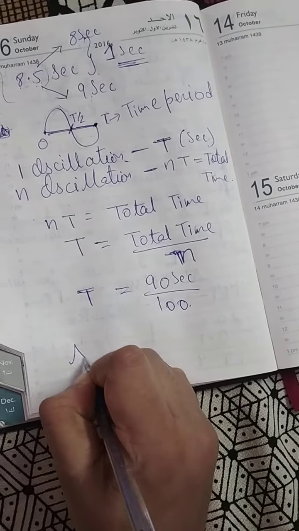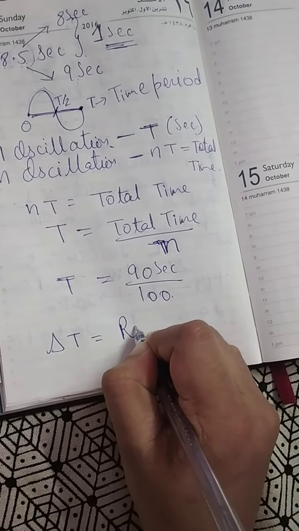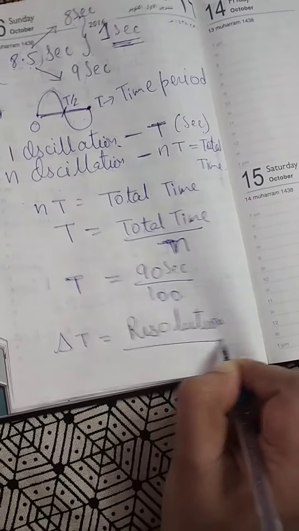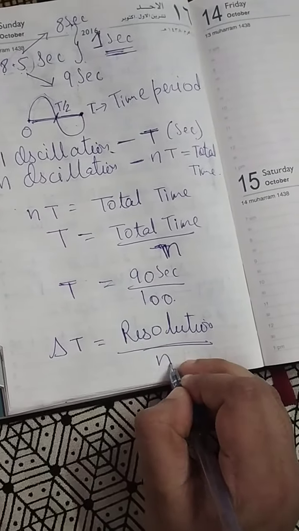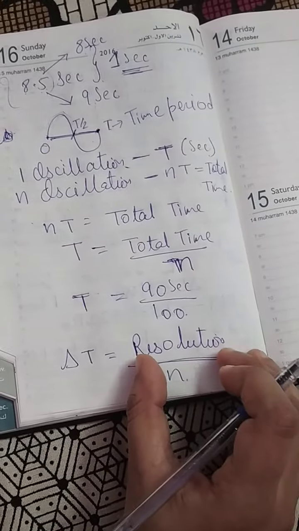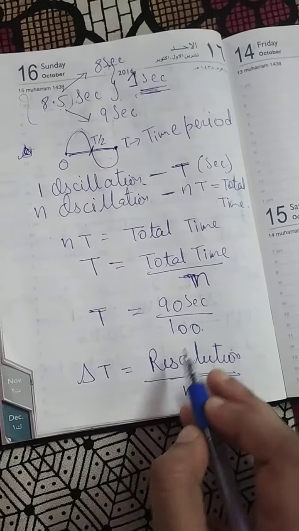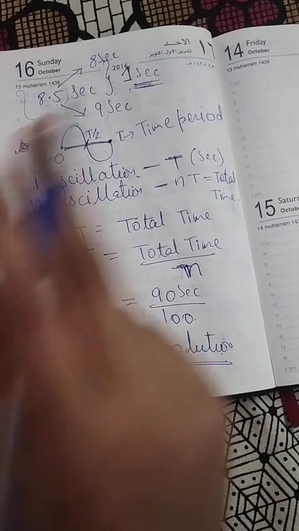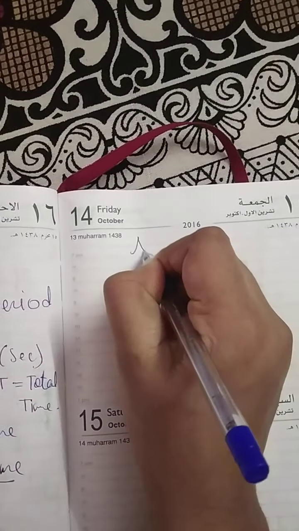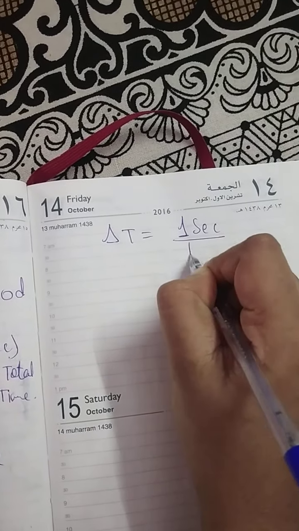Now students, one more thing. What do you mean by delta T? Delta T is equal to resolution upon n. What is n? Of course, resolution for 1 second. This is the meaning of resolution. I already told you what you mean by resolution. So resolution upon the total number of oscillations will give you delta T. So delta T is equal to, what is the resolution? Resolution is equal to 1 second divided by 100.